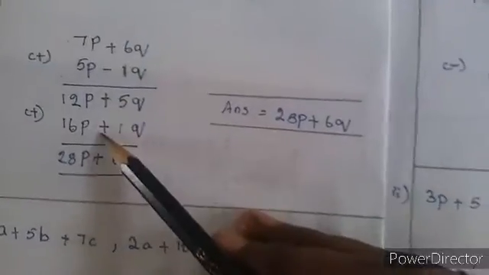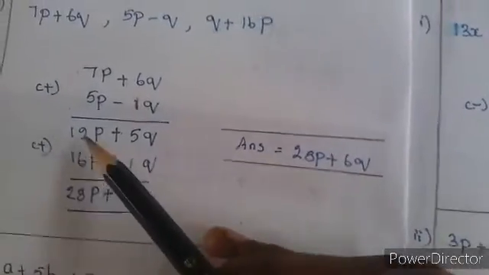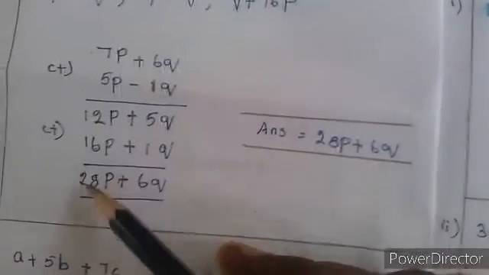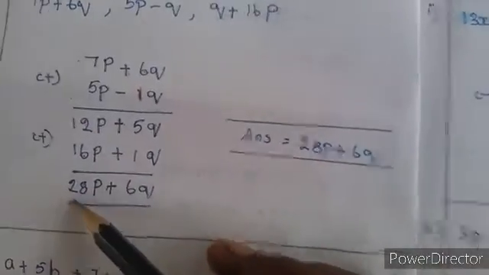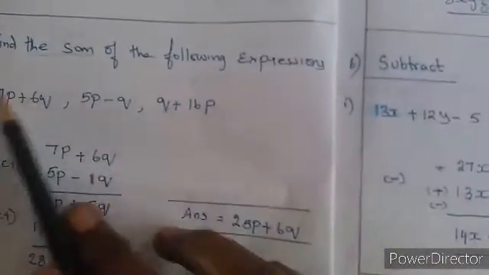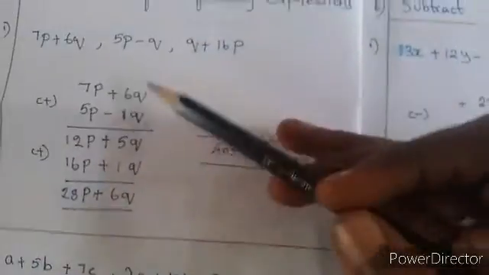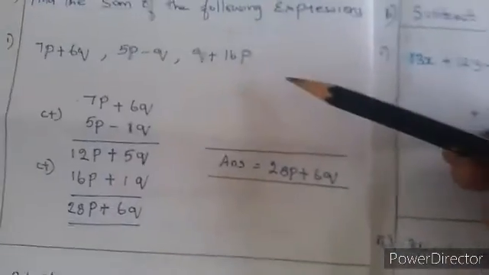Now plus into plus, 5 plus 1, 6. Same like that, 6 plus 2, 8. 1 plus 1, 2, 28p. So 28p plus 6q is the answer for the given first subdivision. Either you can arrange like this and add, or you can arrange all three expressions and add the like terms.